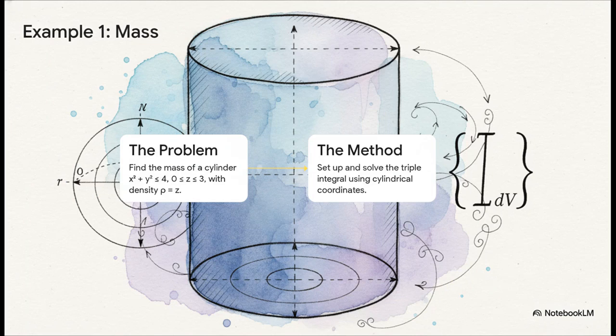All right, first up, let's find the mass of a cylinder. Its base is the circle x squared plus y squared is less than or equal to 4, and its height goes from 0 to 3. Now, what's interesting is that the density isn't the same everywhere. It gets heavier as you go up. The density is just equal to z.